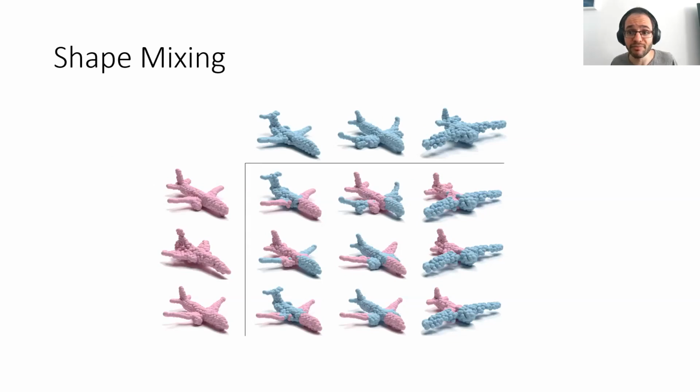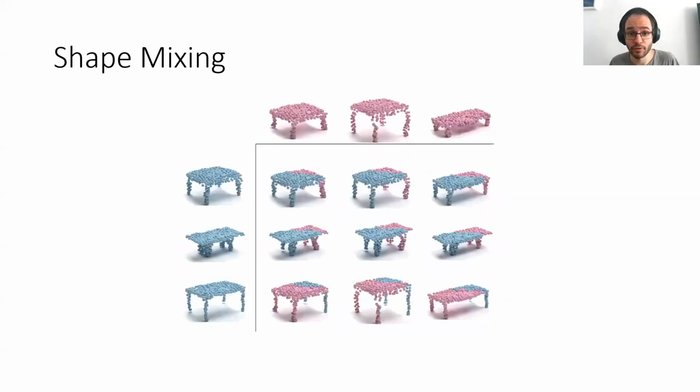So we can really mix the latent codes from two or more different objects in order to create a new object that shares the properties from the source ones. Right? So for example, we can create this airplane, which has the wings from the sample above it and the tail from the sample to the left. And since our supervision was at the full cloud level, our model always generates coherent shapes.